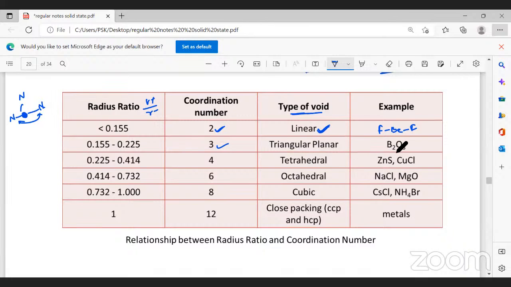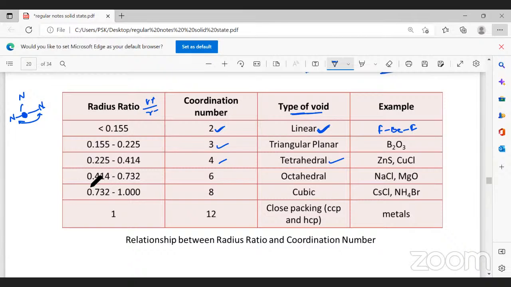Triangular planar, for example boron trioxide. The structure will be triangular planar. You should know this tabular column. You should know this chart. If the radius ratio is between 0.225 and 0.414, the coordination number is 4, then the geometry will be tetrahedral. Examples are zinc sulfide and cuprous chloride.